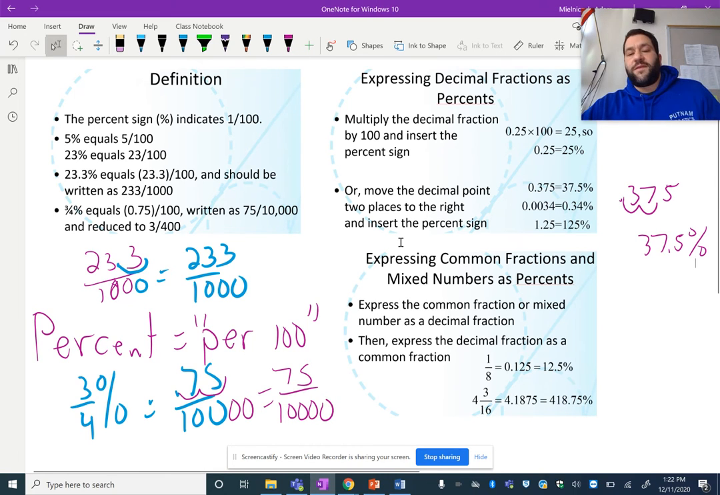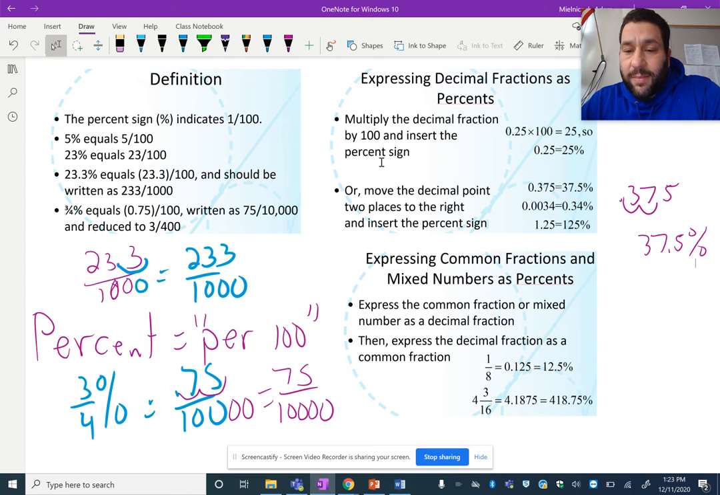And last but not least, if you want to express common fractions or mixed numbers as percents, the steps are: express the common fraction or mixed number as a decimal fraction, then express the decimal fraction as a percent. So for example, if we have 1/8, you would divide them in your calculator and you'd get 0.125.